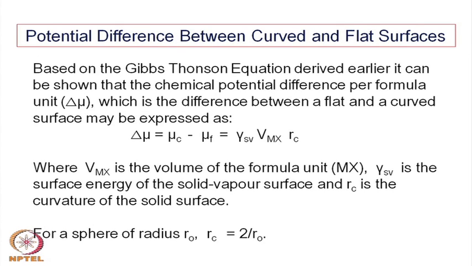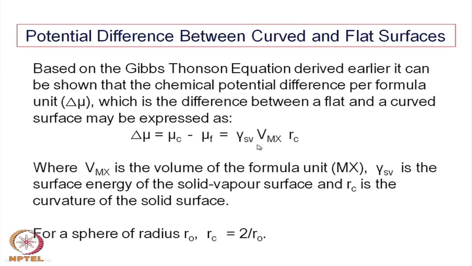So, based on this Gibbs-Thompson equation which has been just derived, it can be shown that the chemical potential difference per formula unit, that is what has been done earlier, the delta mu, which is the difference between a flat and a curved surface, may be expressed as delta mu between a curved surface and a flat surface. Okay. So, this is mu c, that of a curved surface, and mu f is of a flat surface, and that gives the difference delta mu equal to gamma S b now.